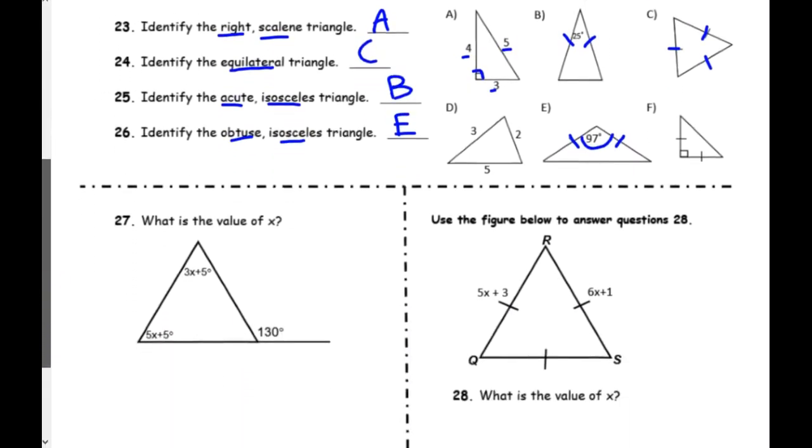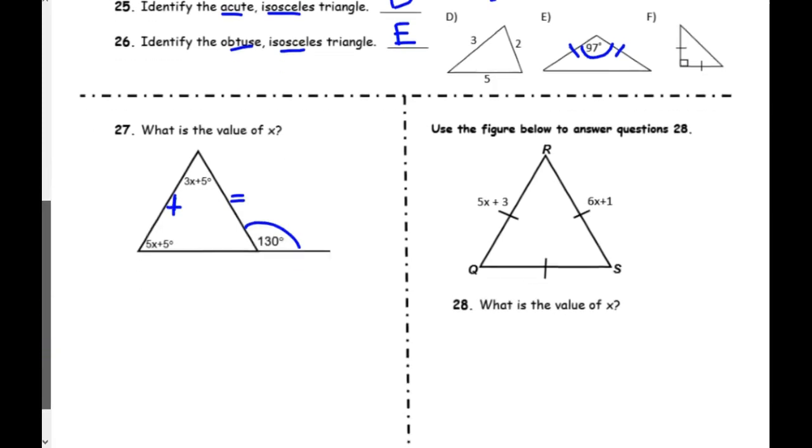Okay, 27. Value of x. Again, the exterior angle equals the sum of the remote interior angles. So that's what we're going to do. We're going to add these up: 5x plus 5 plus 3x plus 5. Add those up, and that's supposed to equal this exterior angle, 130 degrees.